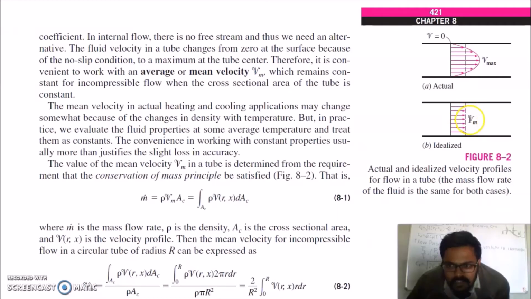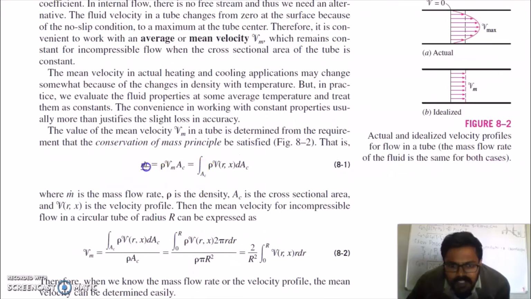So the average mean velocity is defined as the average velocity of the fluid which will cause the same mass flow rate through the pipe as in the case of varying velocity. So this is the conservation of mass principle, that is, mass flow rate is equal to density times average velocity times cross section area, which is equal to the integral of density times the varying velocity in the radial direction. So this V(r,x) here is the velocity profile.